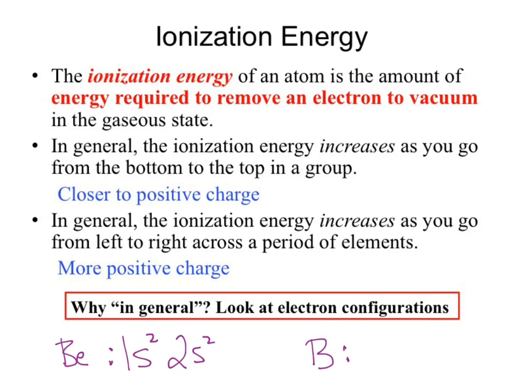If we shifted to, say, boron, what happens in the case of boron? 1s2, 2s2, and 2p1. Why would the ionization energy for beryllium be higher than that for boron?